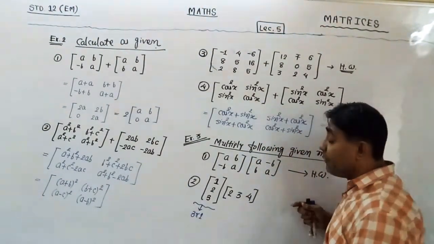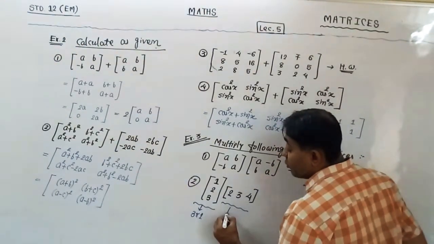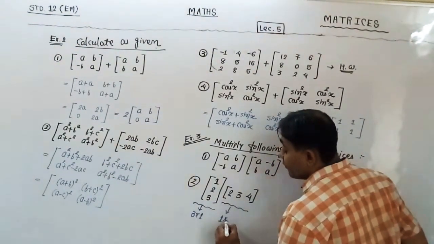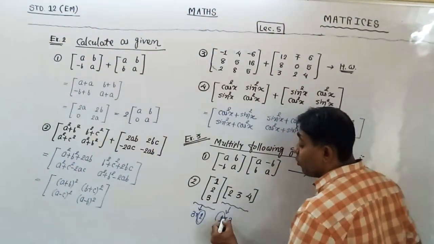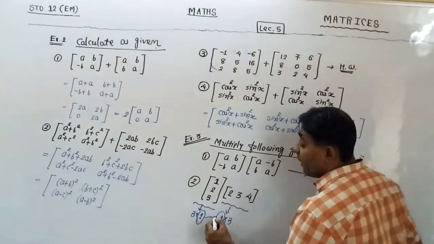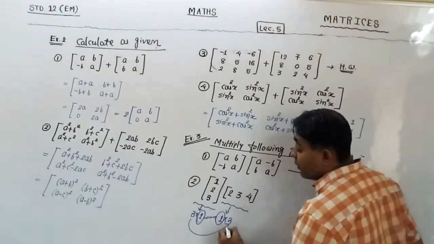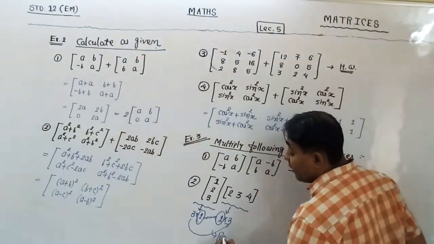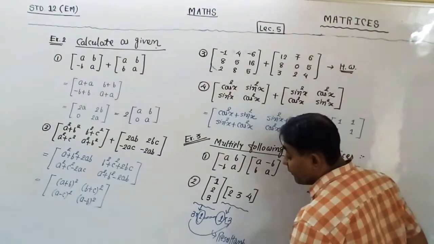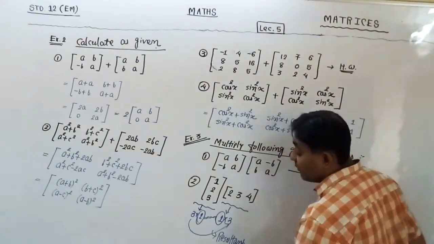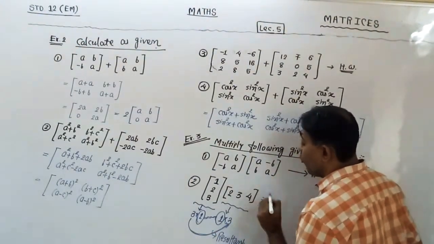Order you have to check for all matrices: 3 rows 1 column, and the order of this one, you know, is 1 cross 3. So you have to see that the number of columns is 1 and the number of rows here is 1. So these must be the same. So what is the resultant matrix? 3 cross 3. So 3 cross 3 is your resultant matrix. Now let us see how we get the 3 cross 3 resultant matrix.